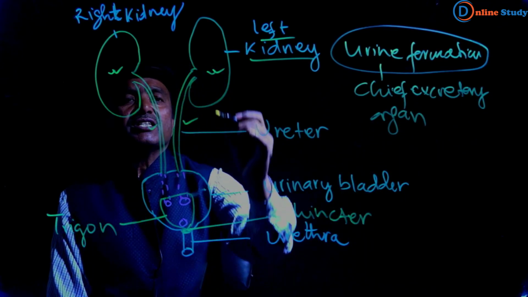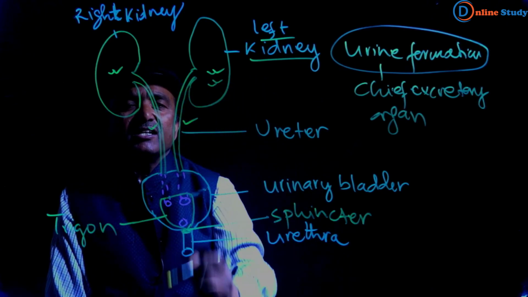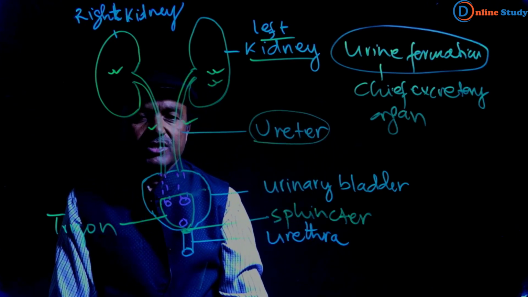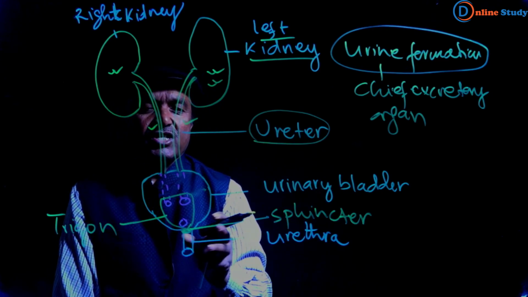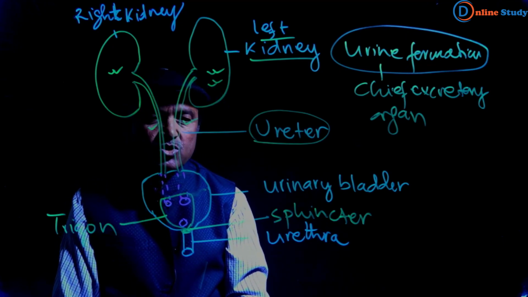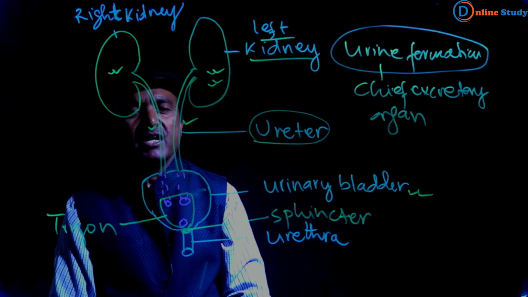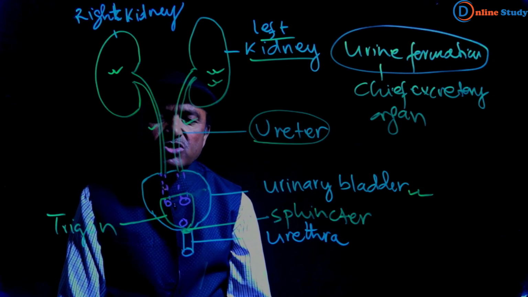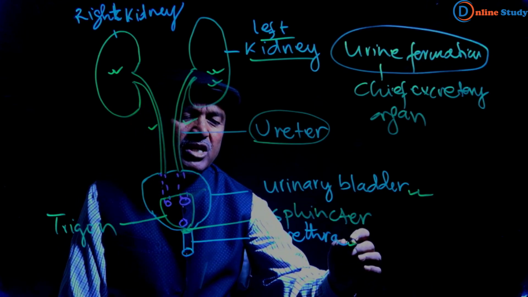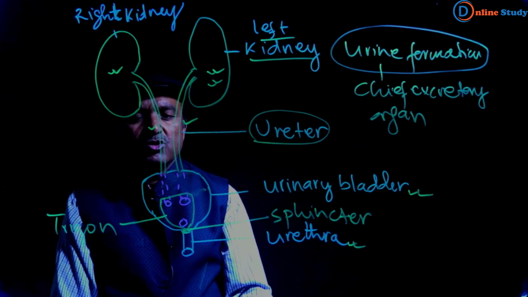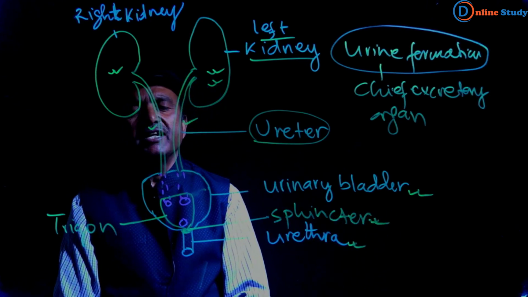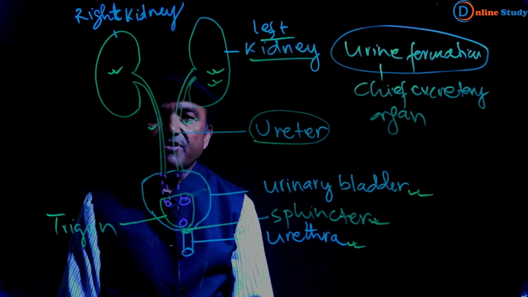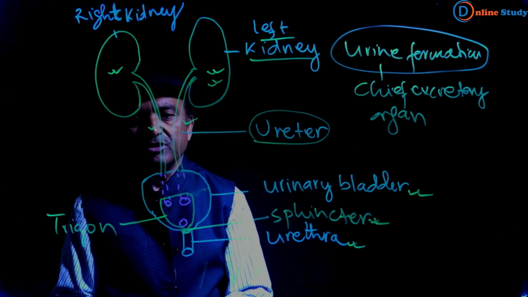The urine formed inside the kidney is taken outside the kidney through a tubular structure that is known as the ureter. Urine is stored in a sac-like muscular structure that is known as the urinary bladder. From the urinary bladder, the structure which takes urine outside the body is called the urethra. The urethra is guarded by a sphincter. So this is the simplified diagram of the urinary system of humans.